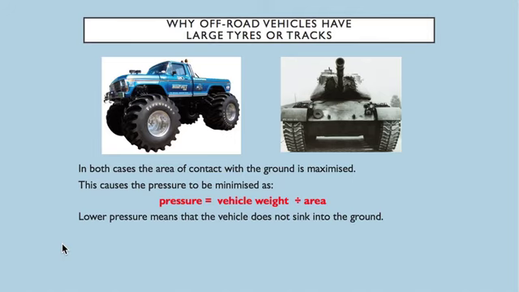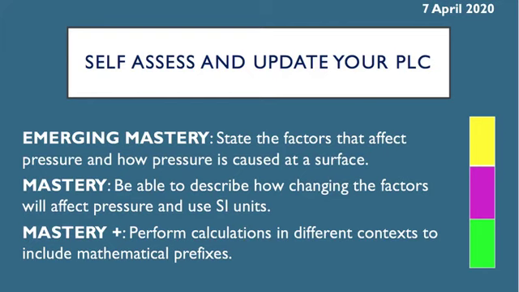Right, and a kind of question that you might have is, why do off-road vehicles have large tyres or large tracks? It's really to do with the surface area. If we want to have the smaller pressure, then we want to have a larger surface area. So if this is our equation, pressure is the weight or the force divided by the area, then making the area as big as we can will reduce the pressure. And the lower pressure means the vehicle doesn't sink into the ground. If it was mud or sand or something like that, it won't go down, and that's what we want for off-road vehicles.